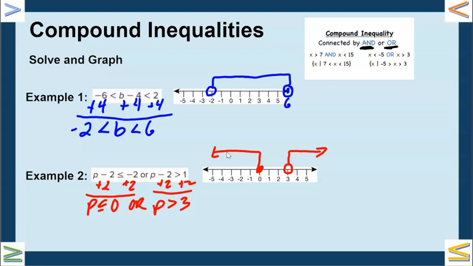So disjunctions, or, the 2 points are not connected. There's a gap in the middle. So it's either going to be greater than 3 or it's going to be less than or equal to 0. So that's how you can solve and graph compound inequalities.